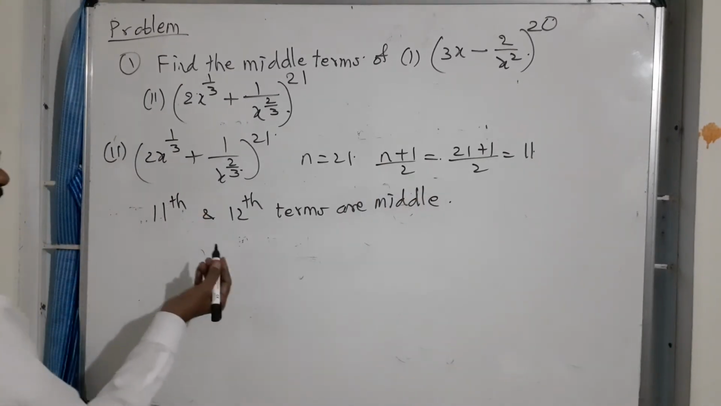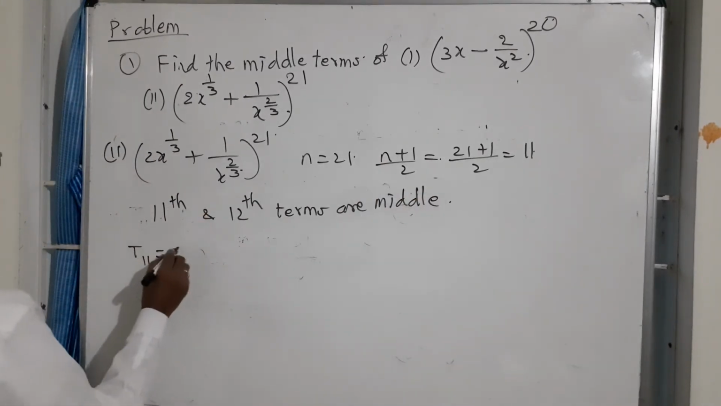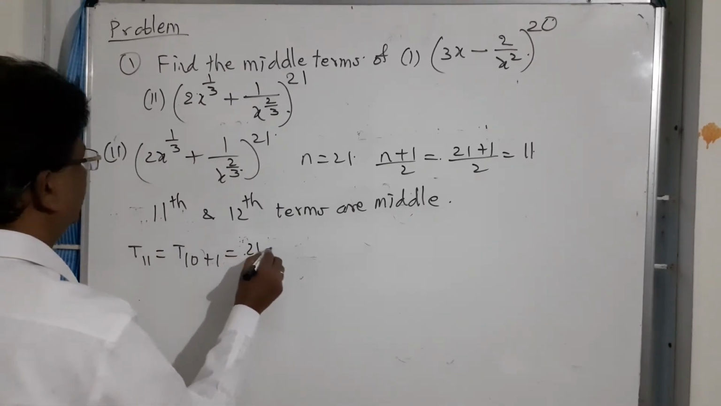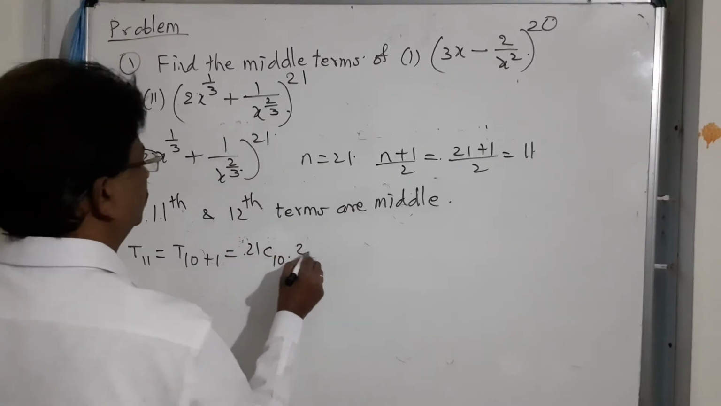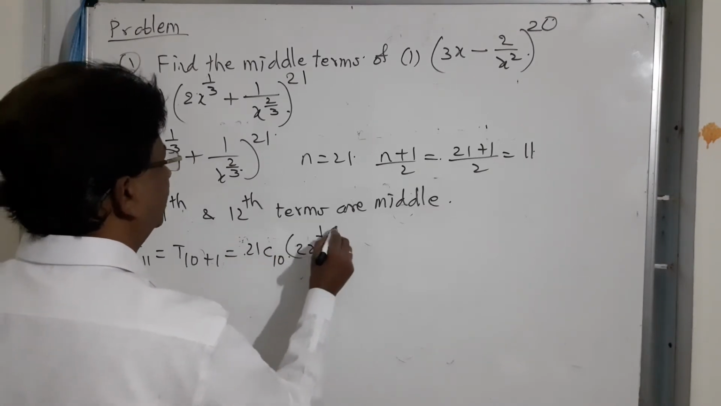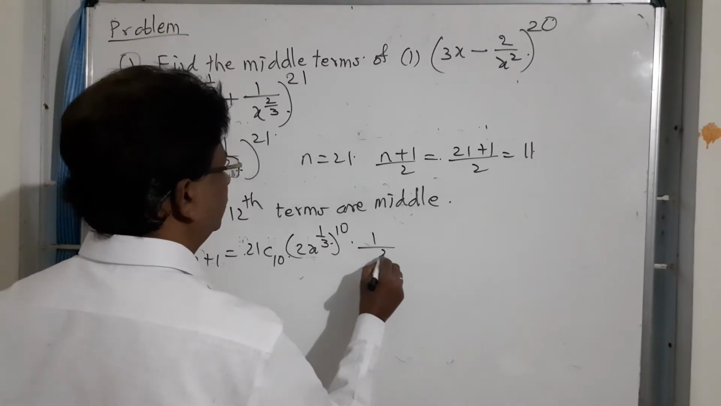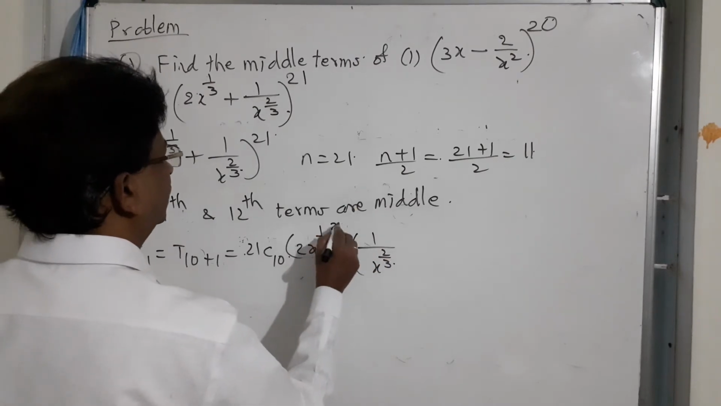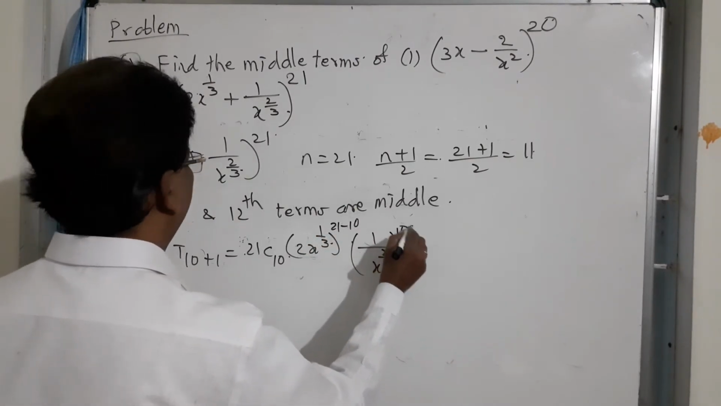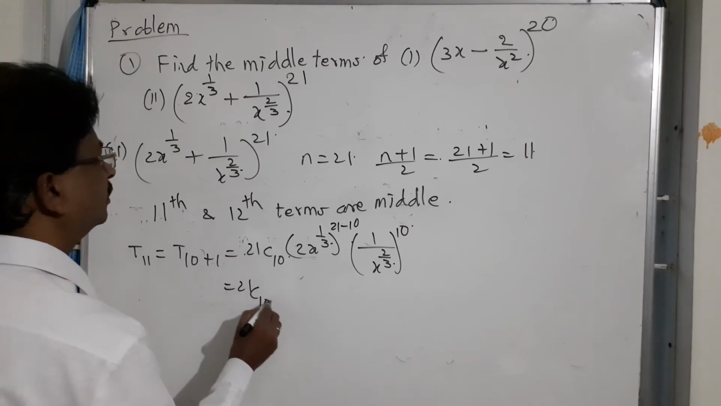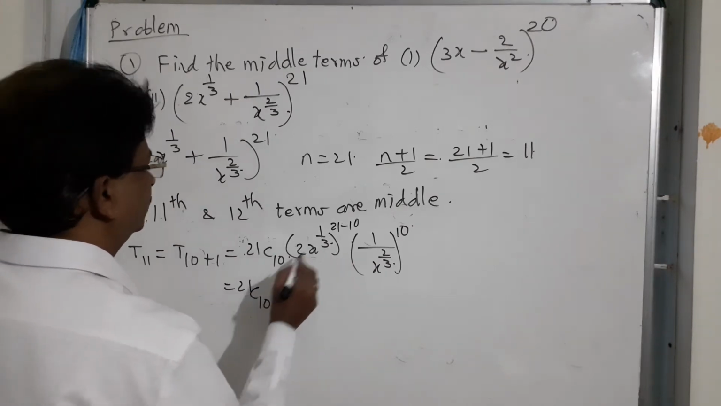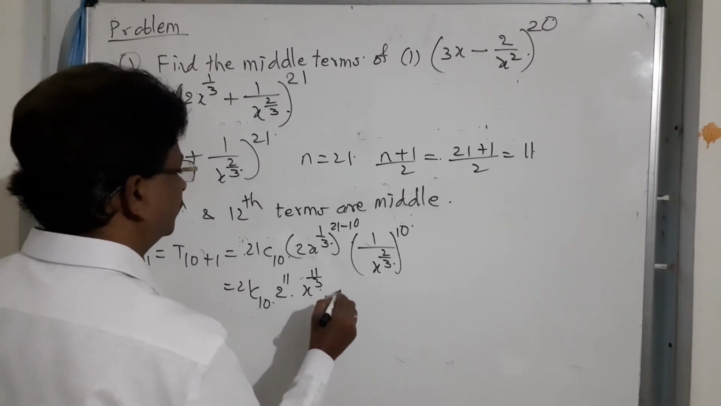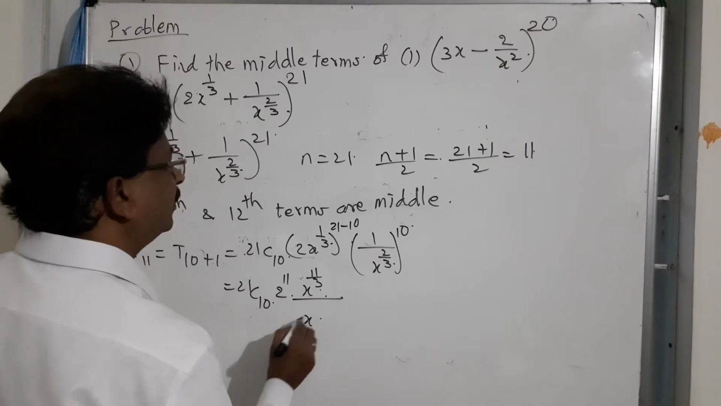Okay, therefore, now let us write them. T11 is T(10+1), which is 21C10 into (2x^(1/3)) whole to the power of 10 into (1/x^(2/3)) whole to the power of 10... to the power of 4. Here 21 minus 10, this is 10. 21C10 into 2 to the power of 11 into x^(10/3) divided by x^(20/3).